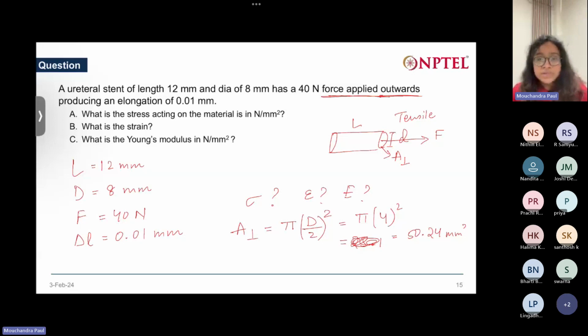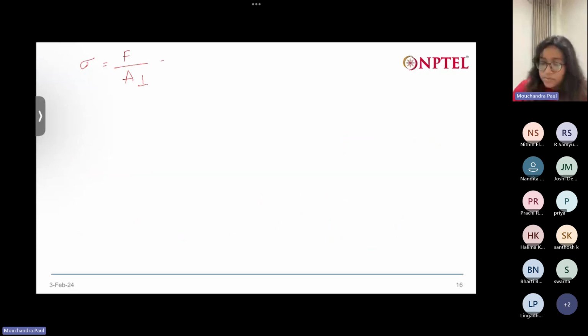Always, whenever you're doing some math problem, just write the dimension for your own reference, so that you don't make any silly mistakes later on. That is your area. So the force, we know, was 40 Newton, area is 50.24 mm square. Then how much will be the stress value? Anyone?